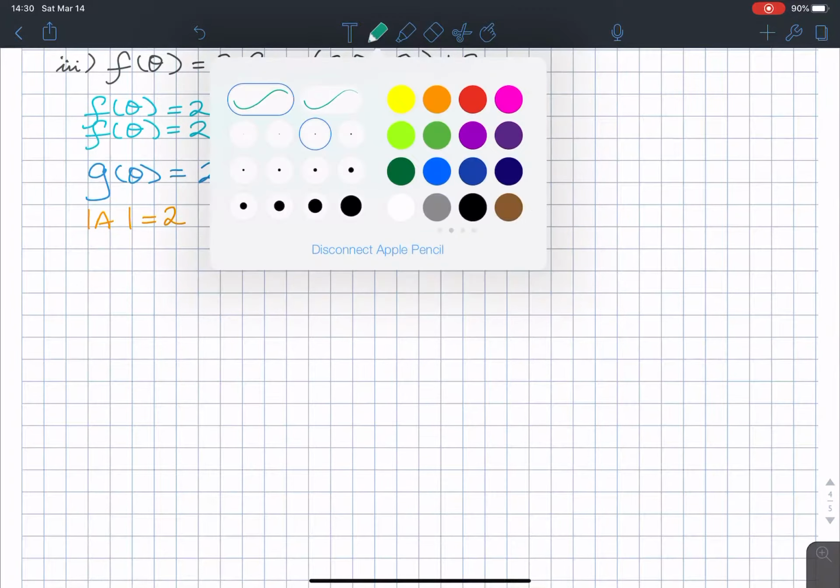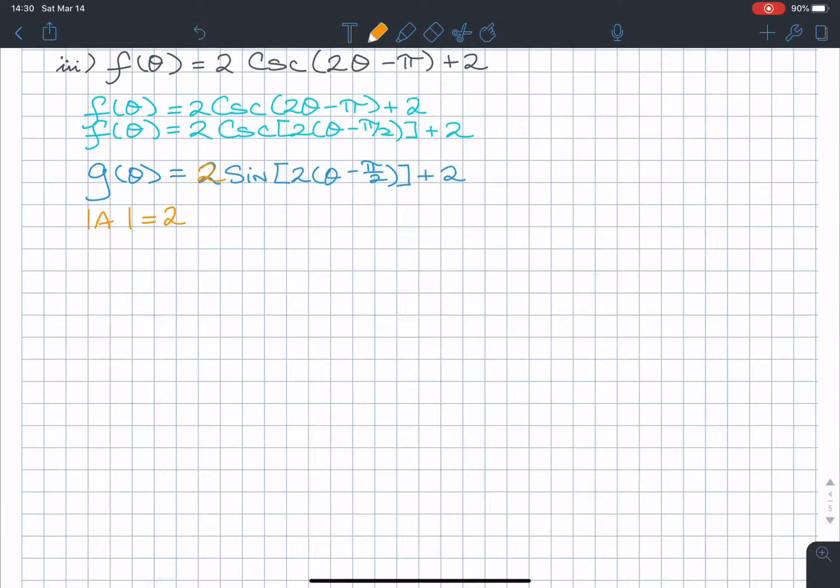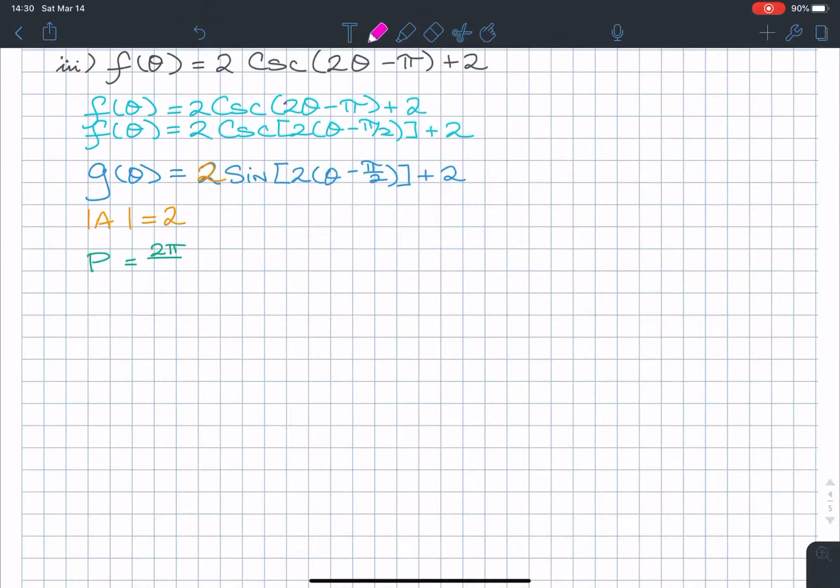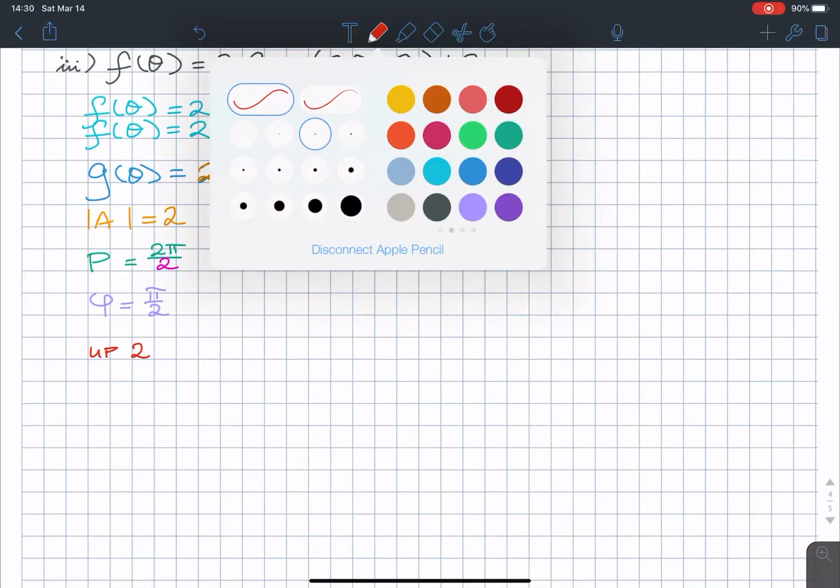Let me actually write that in orange. The period, of course, will be 2 pi divided by the coefficient of theta, which is still 2. The phase shift, phi, it's counterintuitive, so that's going to be positive or right pi over 2 units. And last but not least, I'm going up 2. Okay, so first I need to use sine to plot cosecant.